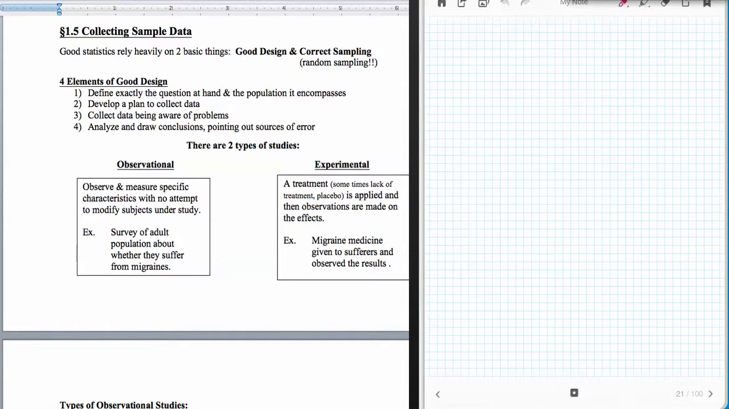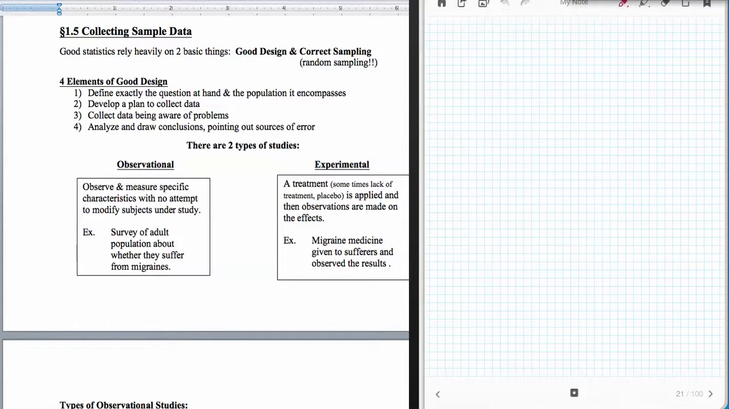So we've talked almost exclusively in class and also in the lectures here on video about observational studies. So observational studies observe and measure specific characteristics with no attempt to modify the subject that's being studied. So you're not trying to change anything, you're just getting information. So that is like a survey.